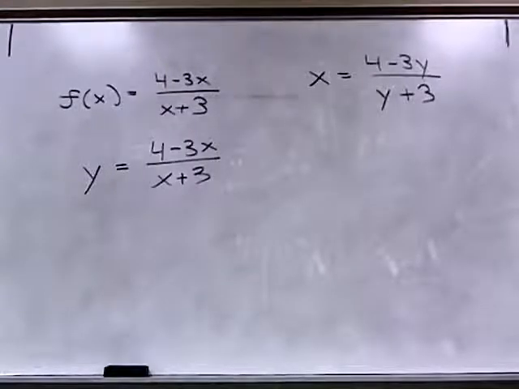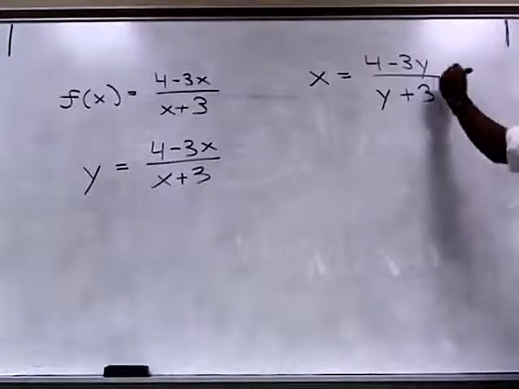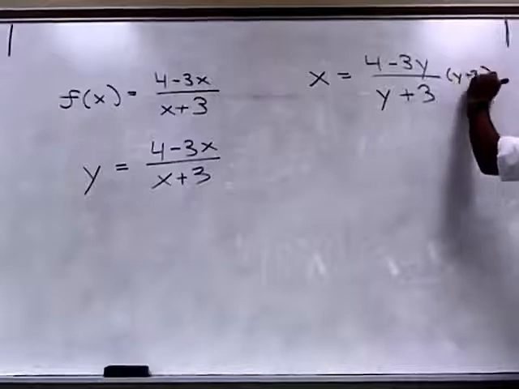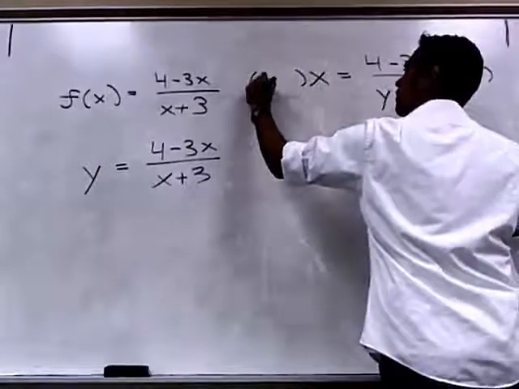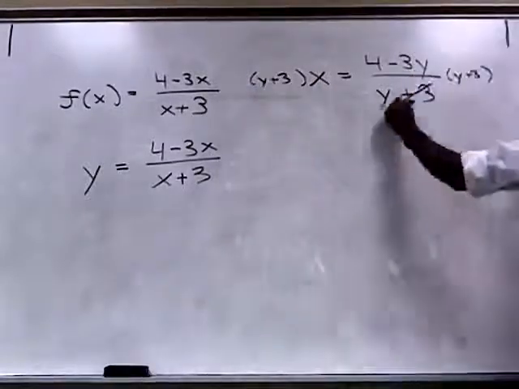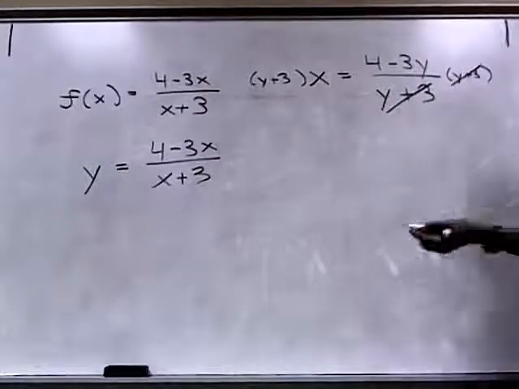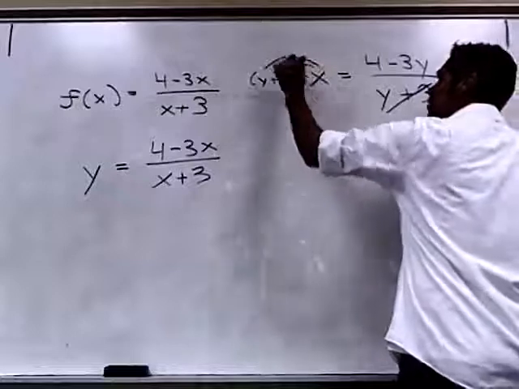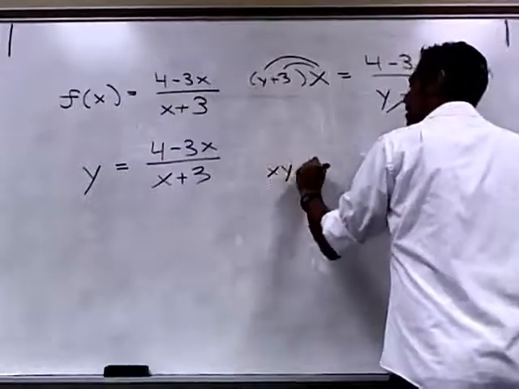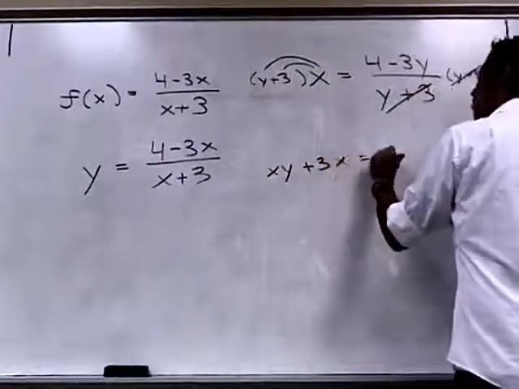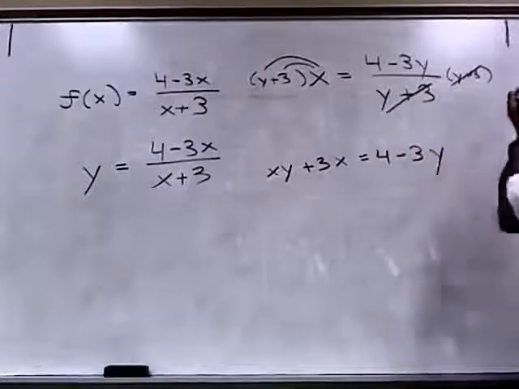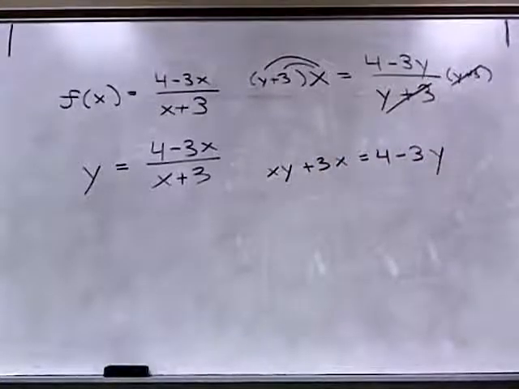The idea here was first to clear the fraction, which means you multiply both sides by y plus 3. Over here, y plus 3. And I actually saw a lot of people do that too. And then over here, you have to distribute the x through, which means you get xy plus 3x equals 4 minus 3y. Saw a lot of that. But after this, I think a lot of people, the train went off the tracks.